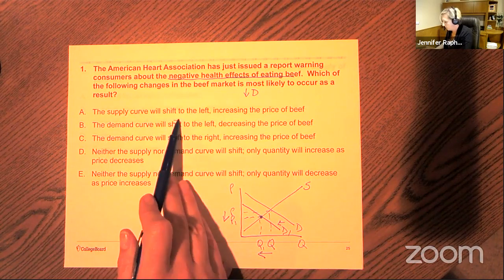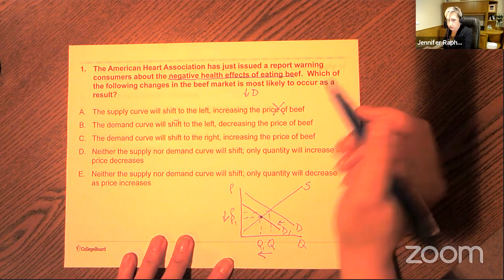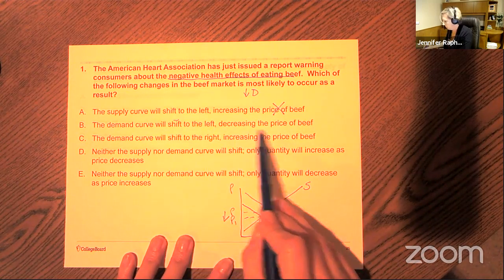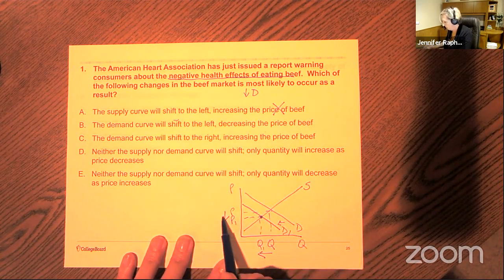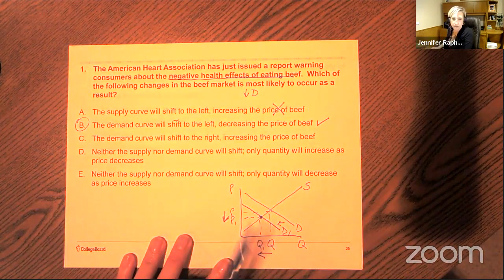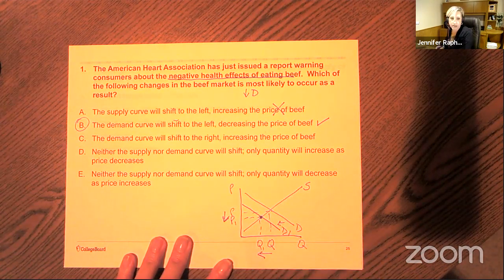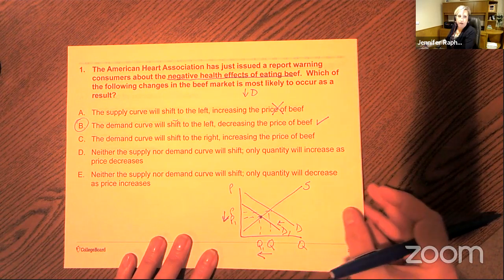Does the supply curve shift to the left? No, absolutely not. It's a shift of demand. The demand curve will shift to the left, decreasing the price. Well, yep, found it. There's our answer. We don't even have to spend time reading the rest of it because we know demand shifted to the left and we read our graph to see that the price decreased. All right, so let's try another one.